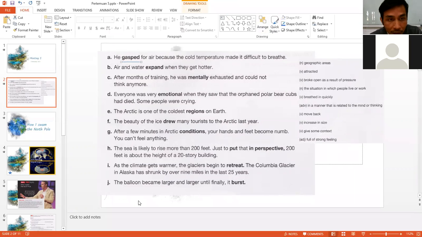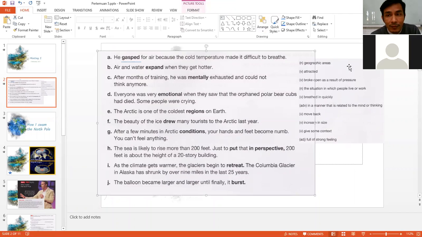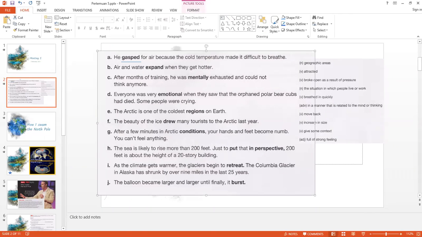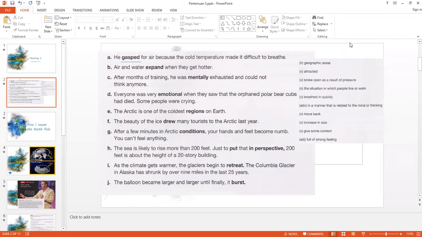Maybe we can start with Cindy. Cindy, can you read the first one? The A. He gasped for air because the cold temperature made it difficult to breathe. So here, can you guess what's the meaning of gasp here? Kata gasp ini artinya kira-kira apa ya? Kalau disesuaikan dengan vocabulary yang di sebelah sini. Kira-kira maksudnya apa? Dari sini, dari kalimatnya, from the sentence, can you predict what is the meaning?